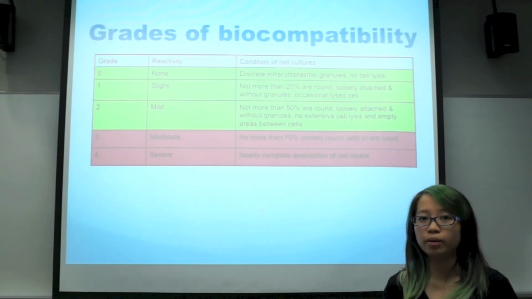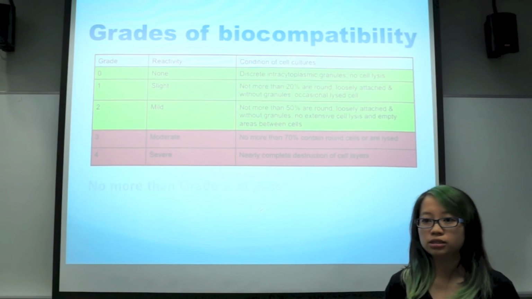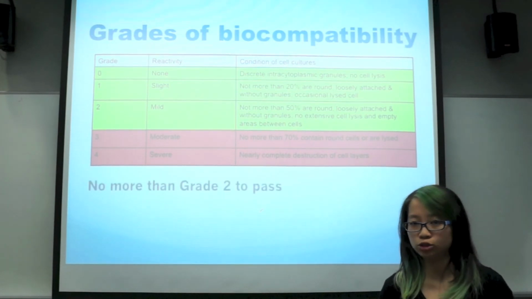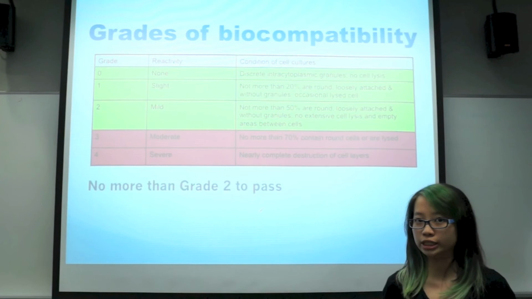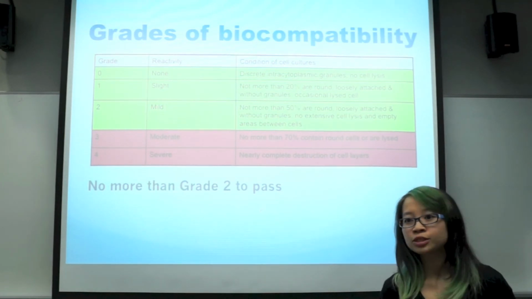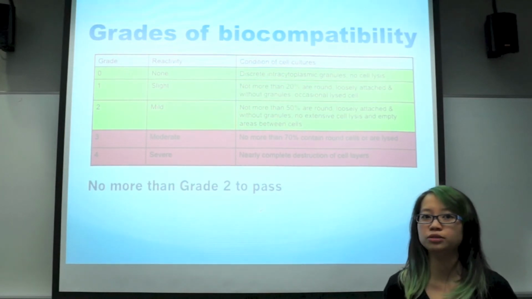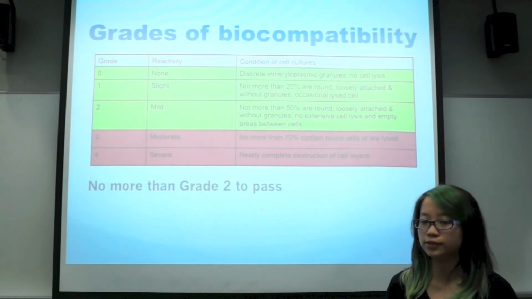So these are the grades of biocompatibility. As you can see, for a material to pass this in vitro test, it cannot go above a grade 2 reactivity, which is a mild reaction. So not more than half of the cells should be swollen, and there should be no extensive cell lysis.